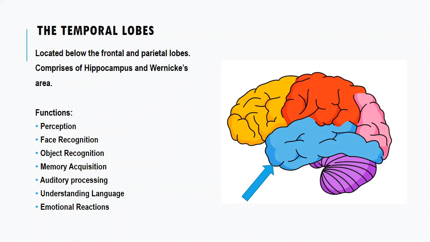The temporal lobe, located below the frontal and parietal lobes, comprises of hippocampus and Wernicke's area along with primary and association auditory areas. Functions include perception, face recognition, object recognition, memory acquisition, auditory processing, understanding language, and emotional reactions.